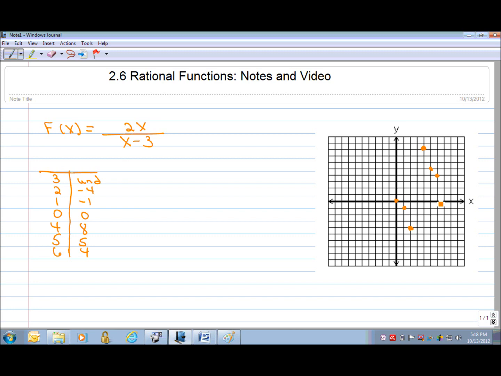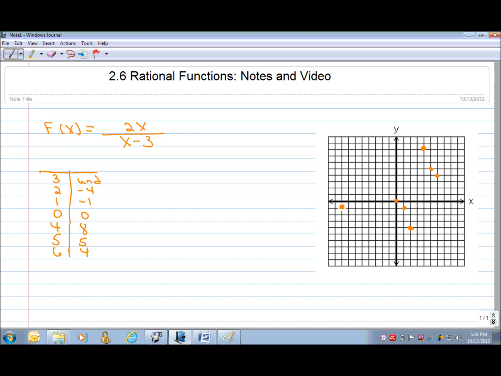Second, I want to talk to you about these branches approaching lines called asymptotes. An asymptote is a line that a graph gets infinitely closer to at the extremes of the coordinate plane. And we're going to talk a little bit more about that. So let me go ahead and draw in our asymptotes and the branches of our graph, and we'll take a look at what that looks like.